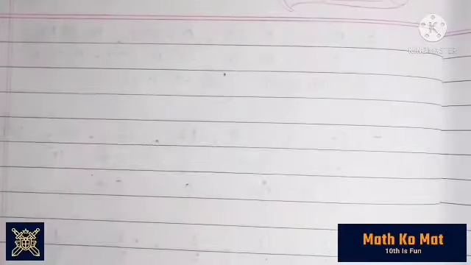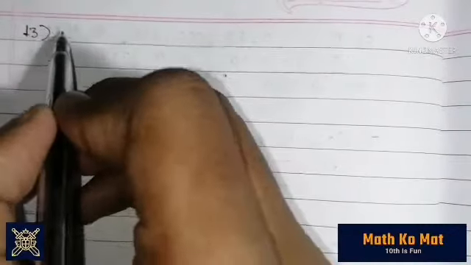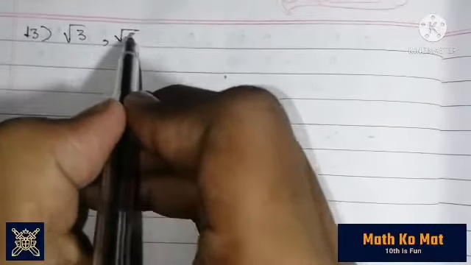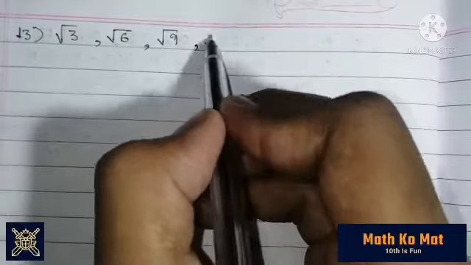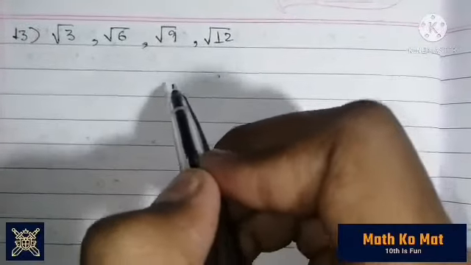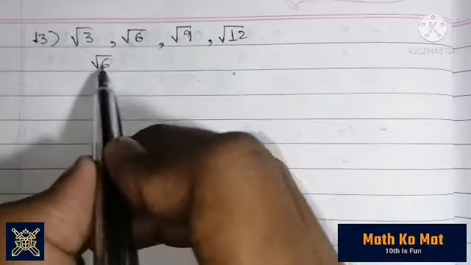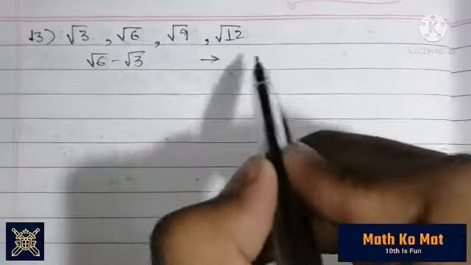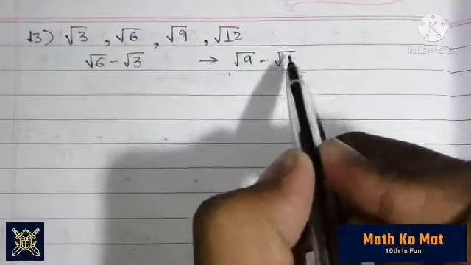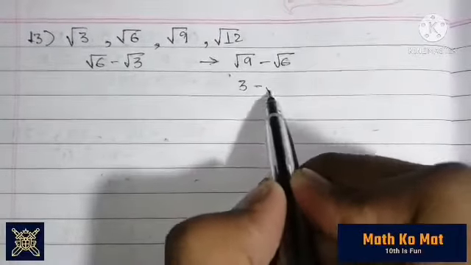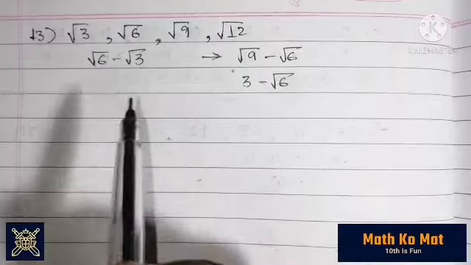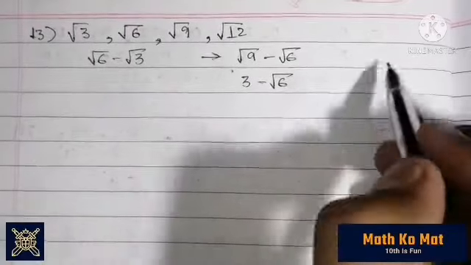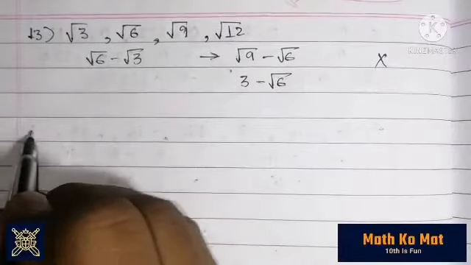Now the 13th part. For the 13th part, we have root 3, root 6, root 9 and root 12. Again we'll check the difference. Here you have root 6 minus root 3 and here you have root 9 minus root 6. Root 9 is 3, so 3 minus root 6 and root 6 minus root 3, and as you can see, the differences are not equal. This means that it is not an AP. Let's move on to the 14th part.